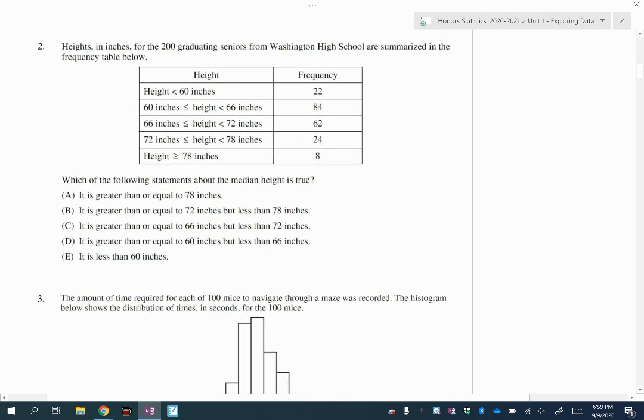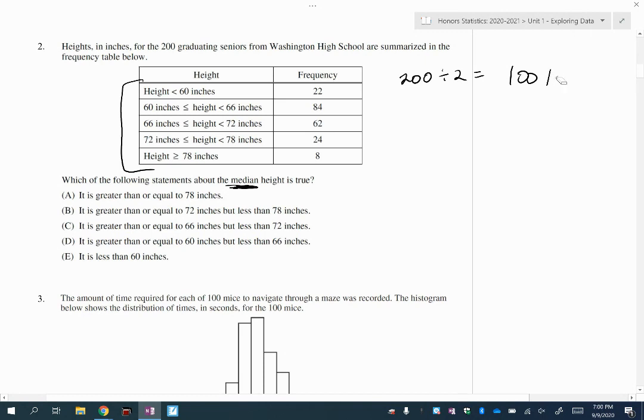In number 2, it says we have heights in inches for 200 graduating seniors from Washington High School in this frequency table. It says which of these statements is true about the median. So it's kind of like what we just did, a little different because we don't have a histogram, but we really do have it. We have the bins, just without the graphical display. So we have 200 divided by 2, like we did before, is 100. So we're looking for the 100th.